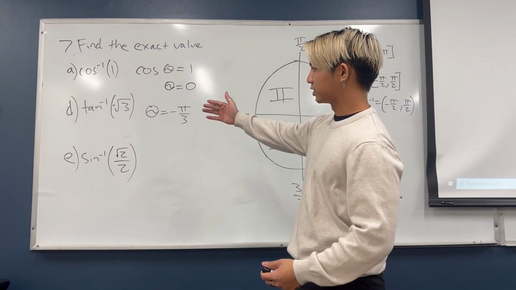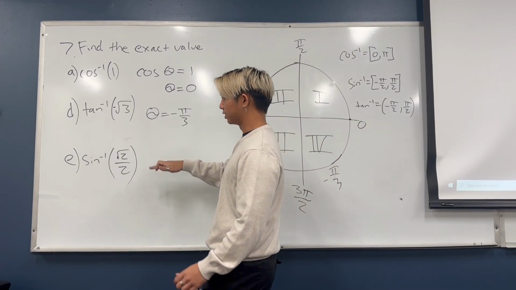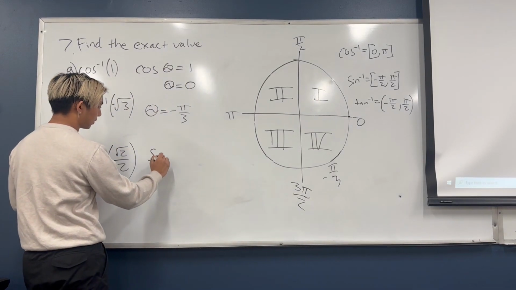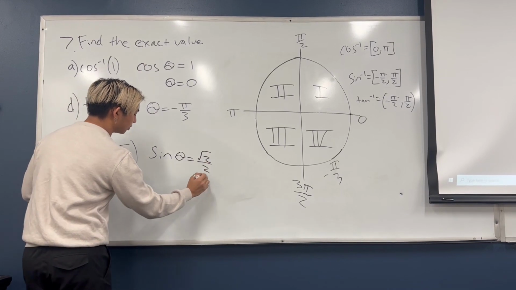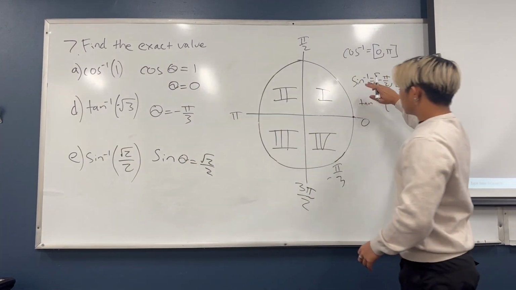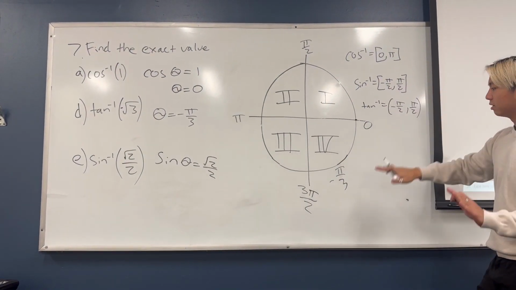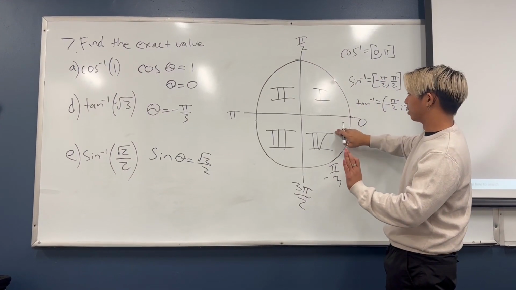So for question 7e, now we have sine inverse of square root 2 over 2. Again, I'm going to get rid of that inverse, so I'm going to write this as sine theta is equal to square root 2 over 2. Now, again with the domain, looking over here, our domain of sine is what? Negative pi over 2 to pi over 2. So basically, again, quadrant 1 and 4.